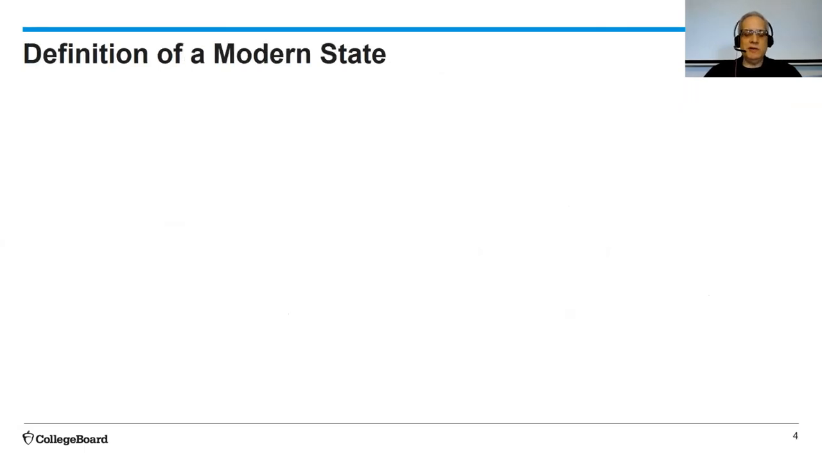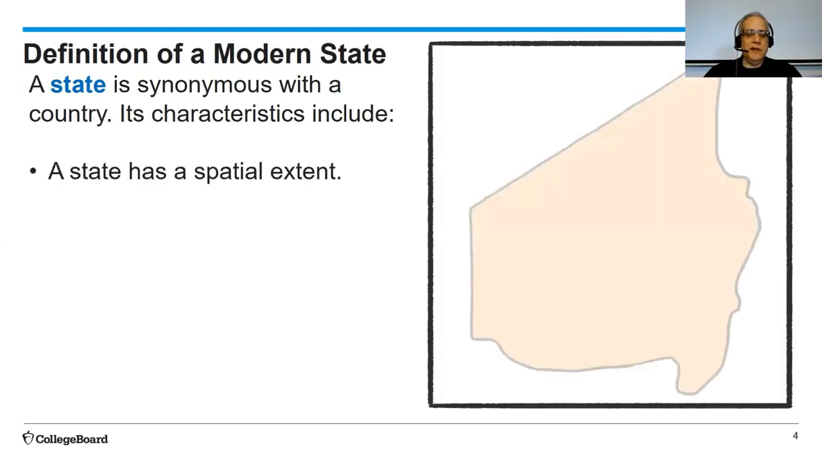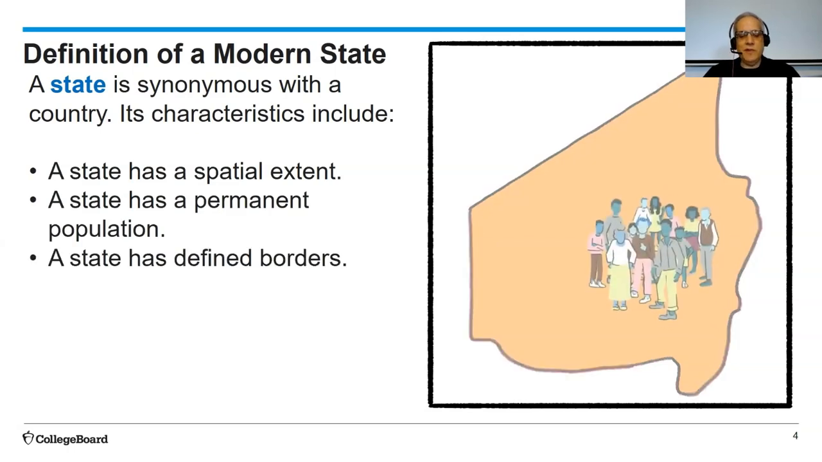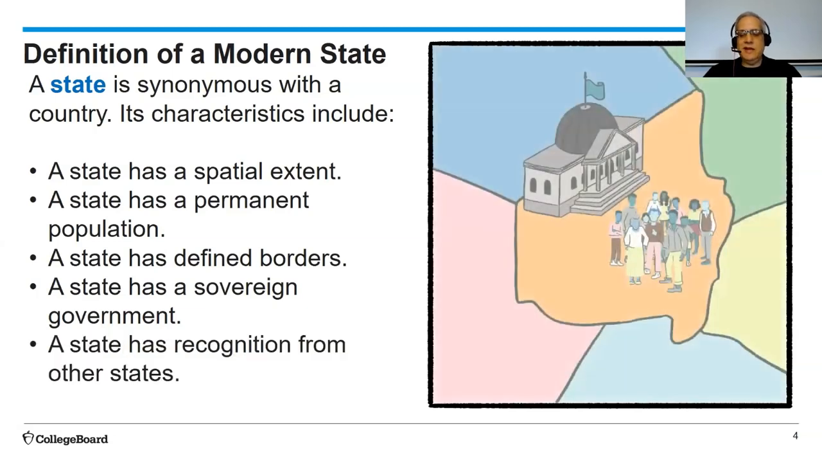So, the definition of a modern state. Now, the word state doesn't really mean what you think it means because a state in political geography is synonymous with the word country. Its characteristics include the following: a state has spatial extent. It also has a permanent population that lives inside of the area and defined borders. A state has a sovereign government, which means that no other government in the world can tell that government what to do. And a state has recognition politically from other states around the world.